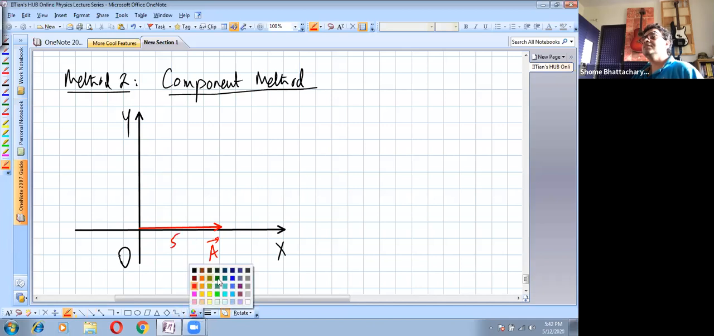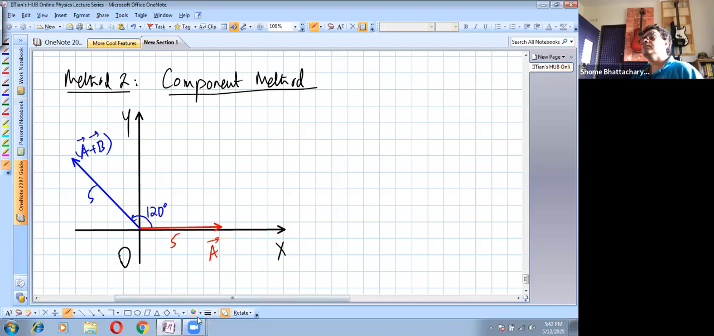Then in comparison, how is the vector A plus B? According to the information given in the question, it's at an angle of 120 degrees to A. So my resultant, which is A plus B, is of magnitude 5 and it's at an angle of 120. So now convert this information to components.